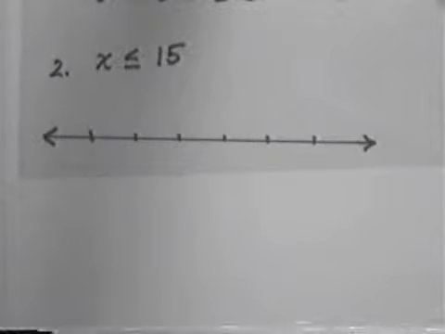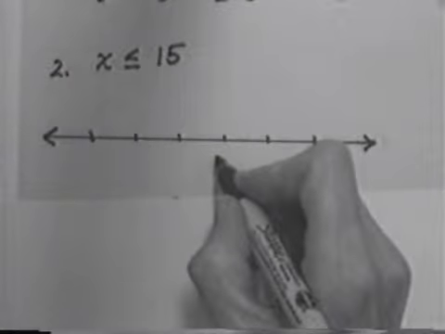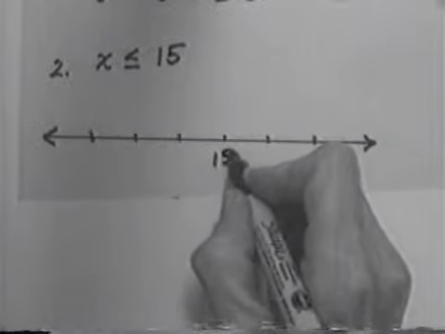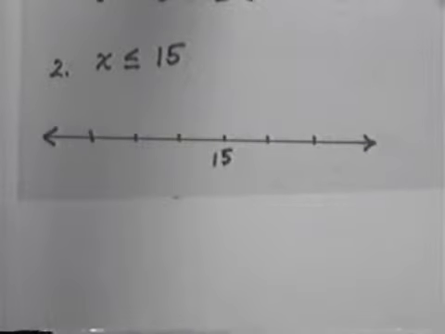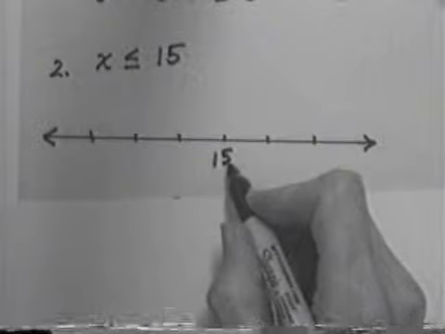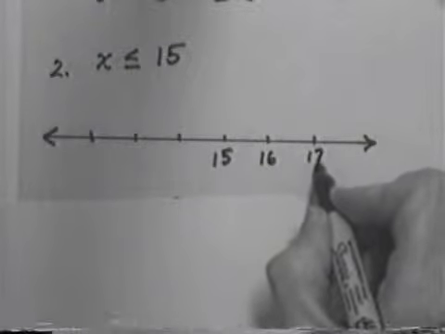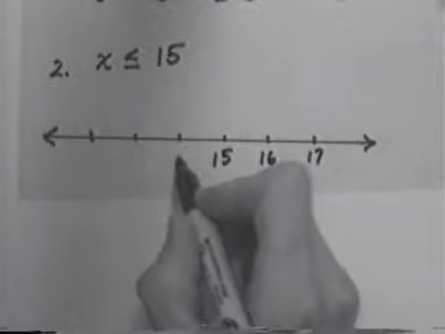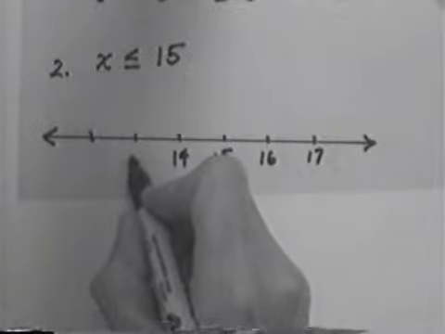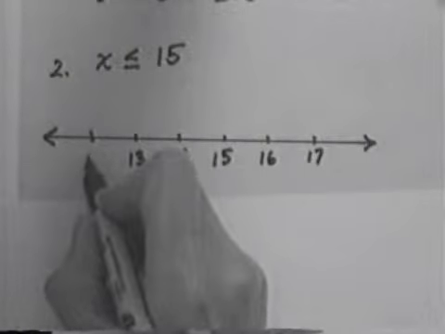Our next example is x is less than or equal to 15. What's the boundary number this time? Well, it's 15, so I'm going to pick something convenient and call it 15. And then I'll label some numbers on either side. Going to the right of 15, I have 16 and 17 and so on. To the left of 15, I have 14 and 13 and 12 and so on.